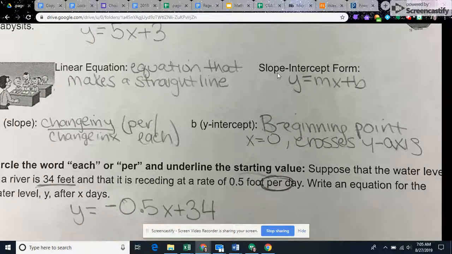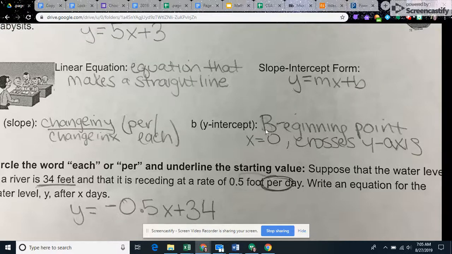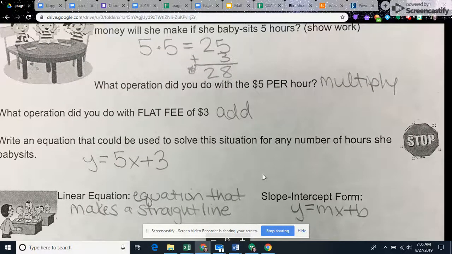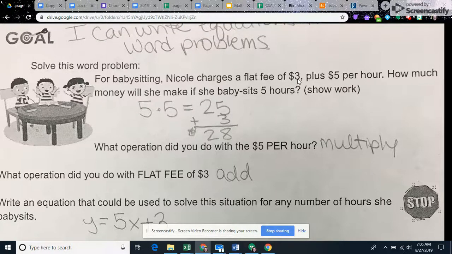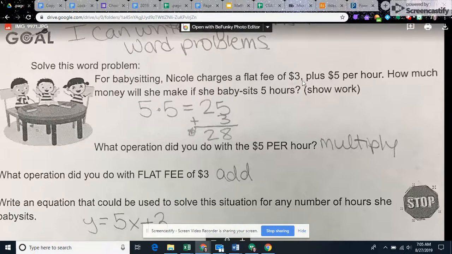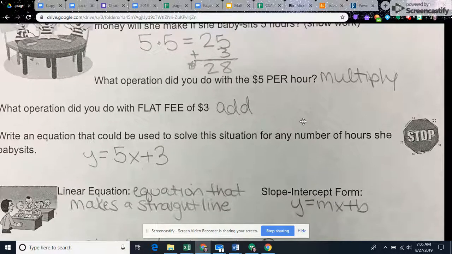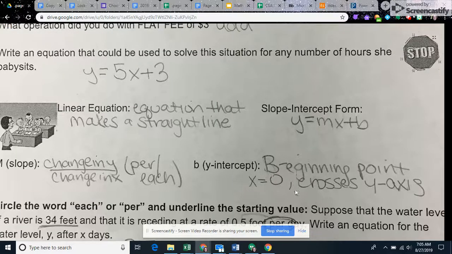And then our y-intercept, or the b in the equation, the number that's by itself, is the beginning point. It's going to be where x equals 0. And if you're graphing it, it's where it crosses the y-axis. So again, if you look at this flat fee, it sounds like to me, if you reserve Nicole as a babysitter, she's going to charge you $3, even if you walk out of your house and walk right back in. She always gets this flat fee. So to begin with, she gets $3. And so that's the number that's by itself, the b.